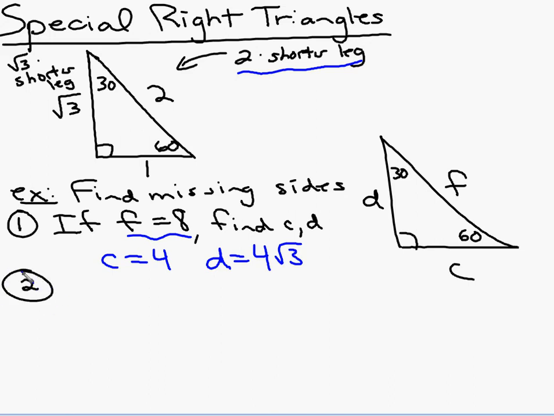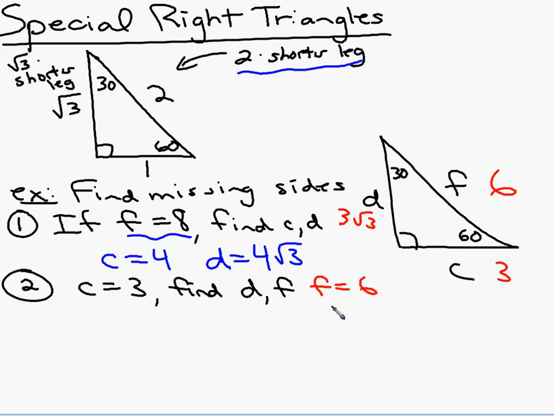There are other situations. How about if they tell you that C is 3 and find the other two. Find D and F. So this time we start with C and we say that it's 3. And then we just work around. The hypotenuse is going to be 6, right? And then the longer leg is going to be 3 times radical 3. That was easy. So F was 6, and D was 3 times radical 3.